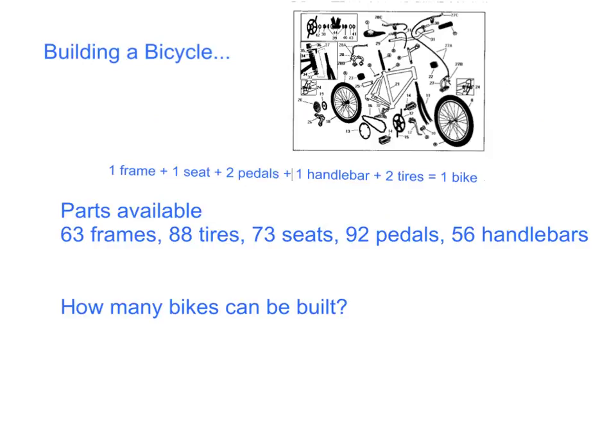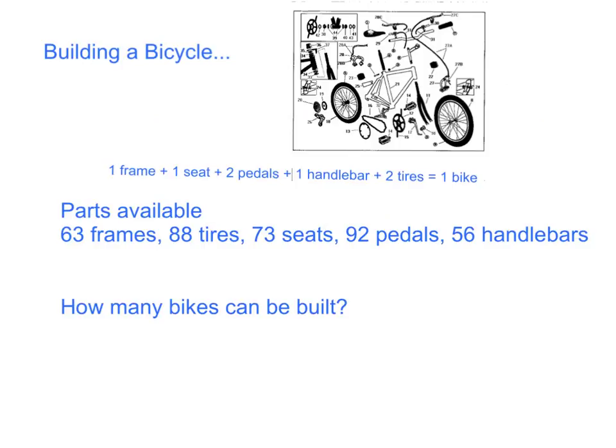All right, and let's say we have the following parts. We have 63 frames, 88 tires, 73 seats, 92 pedals, and 56 handlebars. We need to figure out how many bikes can be built and which one of these parts is going to be our limiting factor. The approach is to take each of the available parts and divide it by the number needed per bike, and that'll tell you how many bikes you can get out of that.